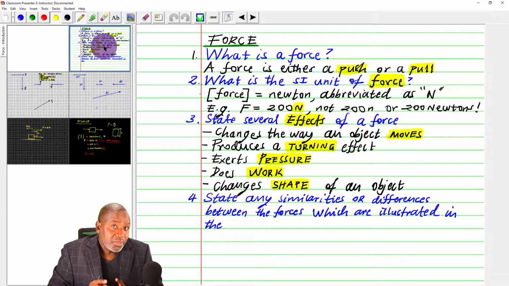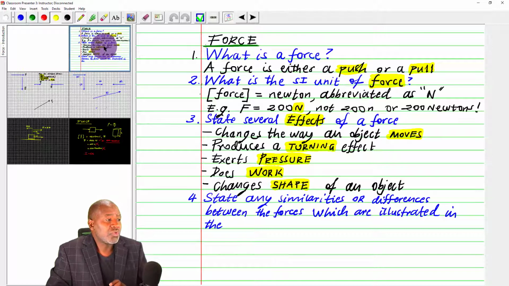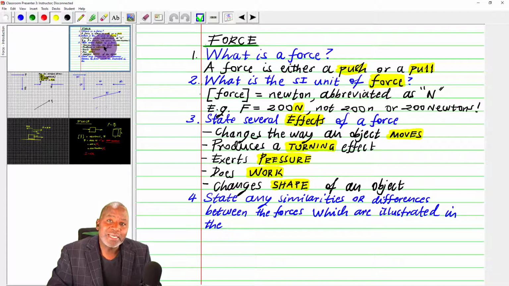I've avoided using the word definition, and I've explained why. In physics, if you're to define something, it will be accompanied by an equation, and we've not come to a point where we can attach an equation associated with the definition of force at this particular moment. So what I've given here is just a description.